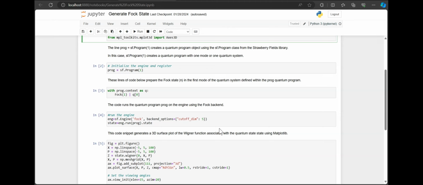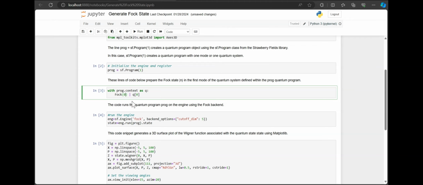Then with prog.context as q, we now include a Fock state in this particular system. So this line of code below prepares the Fock state in the first mode of the quantum system. So q[0] here defines the first mode in the quantum system, and Fock(1) here represents that we are creating the number state n equal to 1. I can also make this equal to 0. That means I am generating a vacuum state.